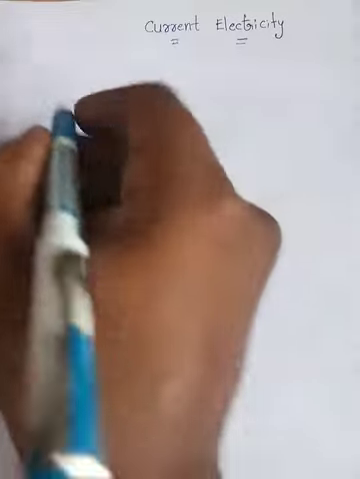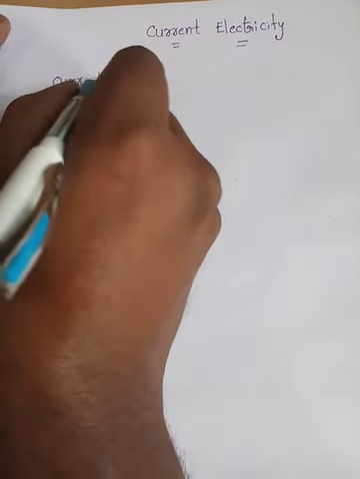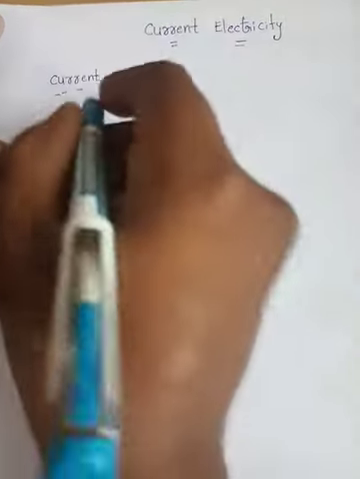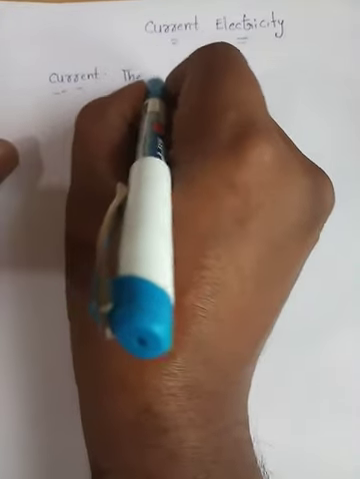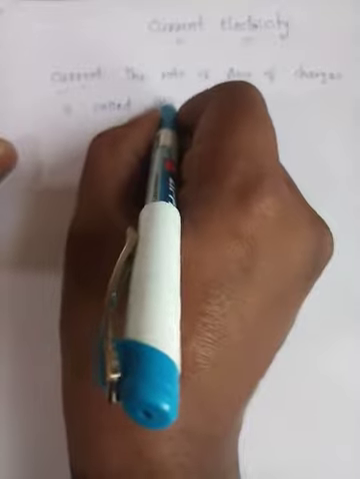Now the first basic definition we are going to learn: when charge starts to move, what happens? The rate of flow of charges is called current. What is current? The rate of flow of charges. It means if the charges start to move, we can say that current is produced.